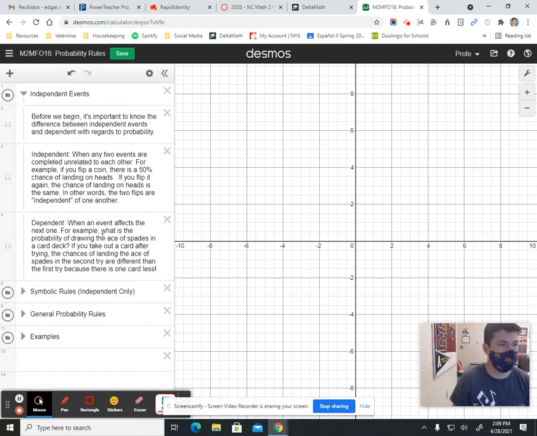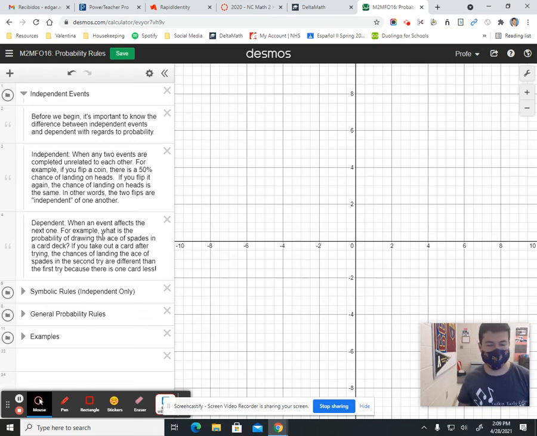Now, a dependent event is one where the probability changes, meaning the probability will change the next time that you do an event. For example, if I am looking for the ace of spades in a deck of cards, I would think I have a 1 out of 52 chance that I'm going to draw the ace of spades in my first try, right? That's in my first try.